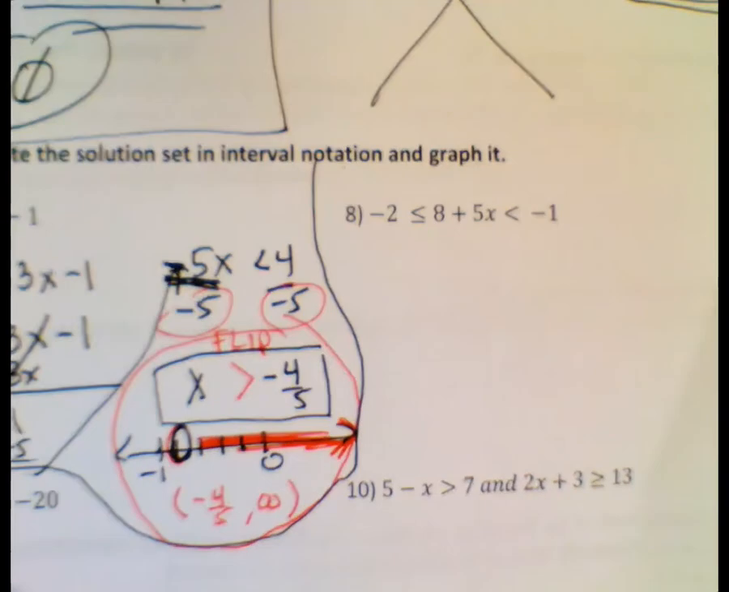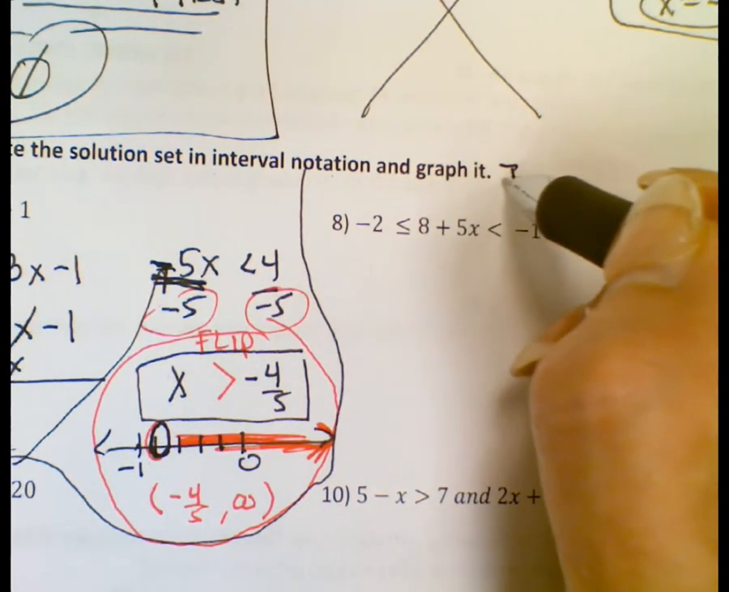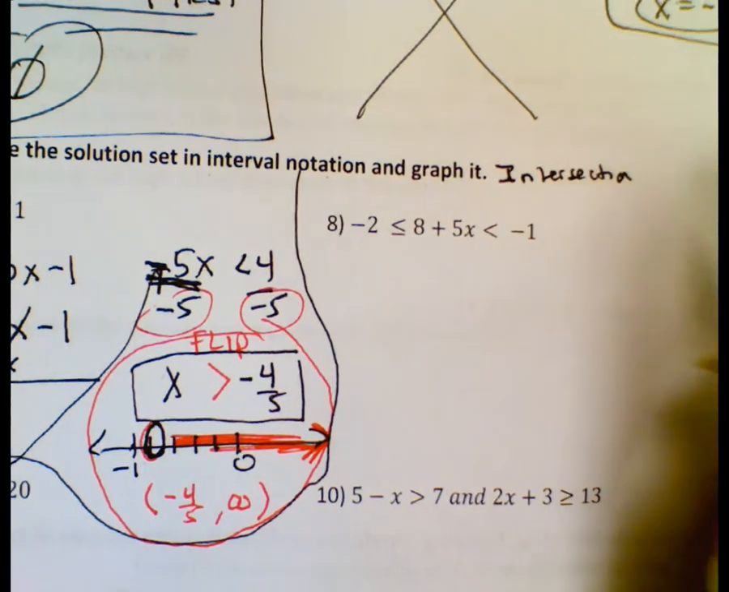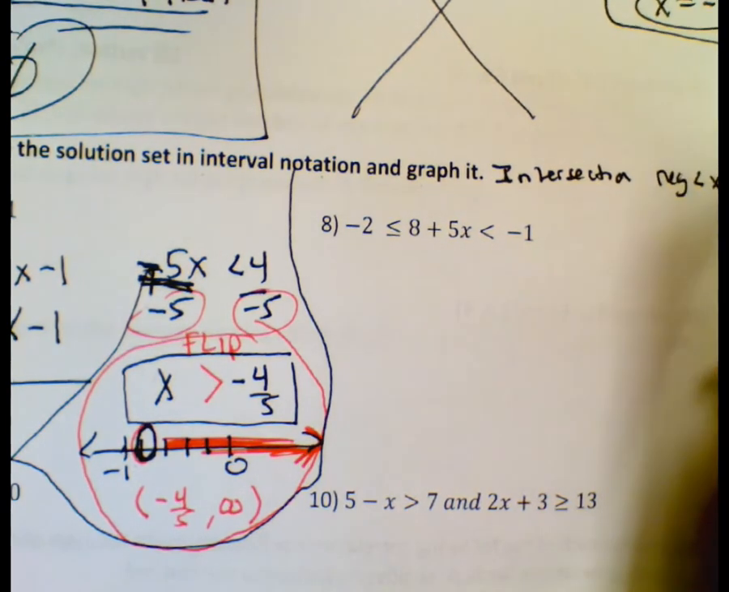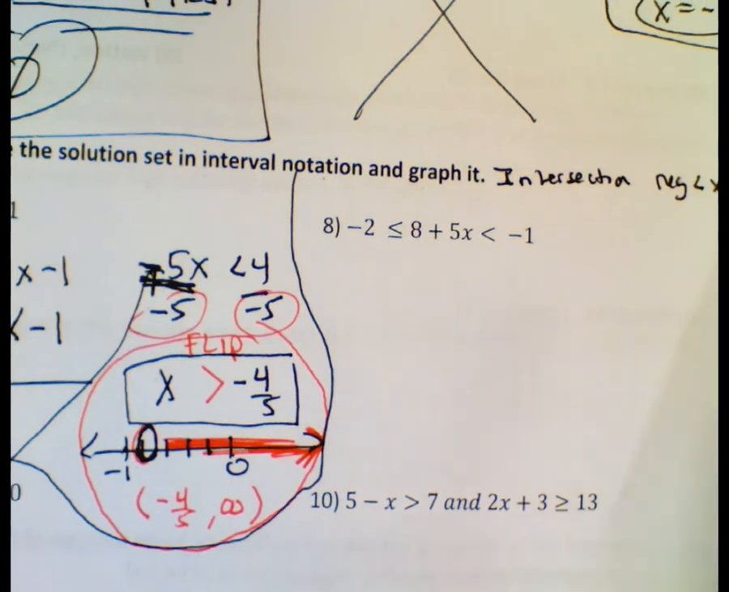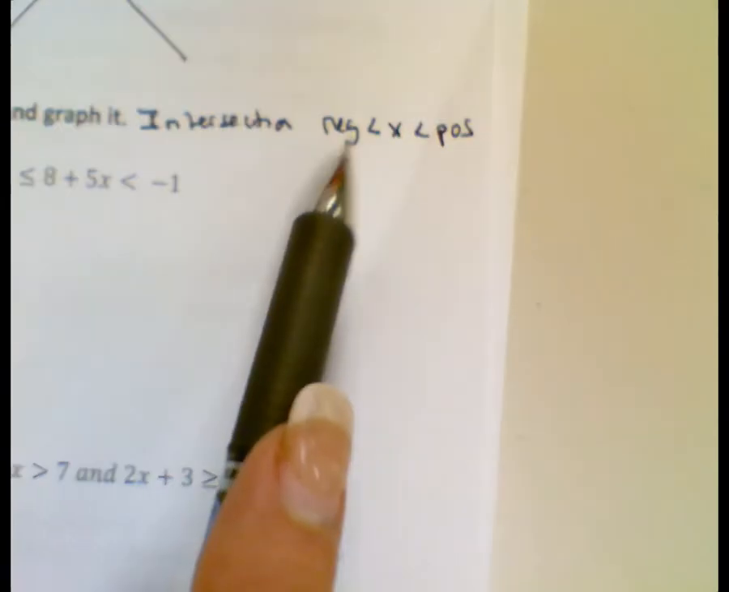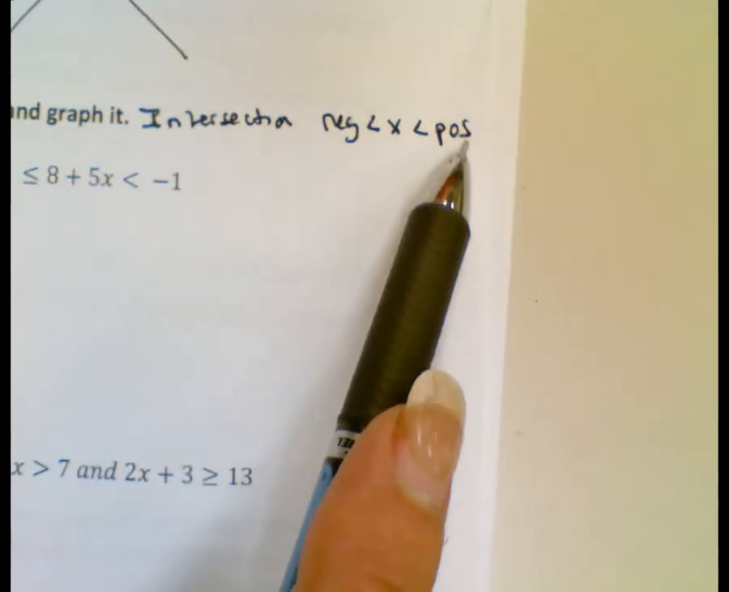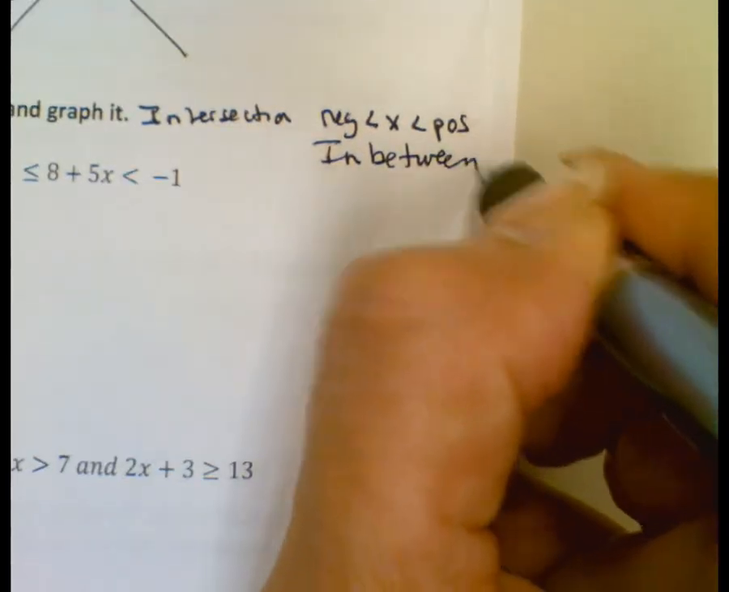Okay, next problem, 8. This one is called an intersection. That's because it's written in 3 sections. Whenever you have 3 sections, you want the negative on the left and the positive on the right. When you're done, it should be a negative less than x is less than a positive. So this is called a 3-section problem, which means when you graph it, it's going to be an in-between graph.